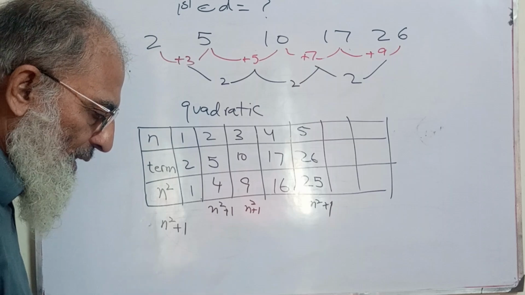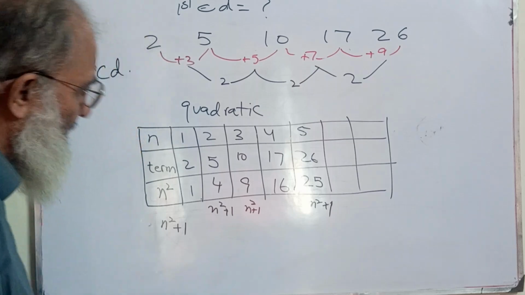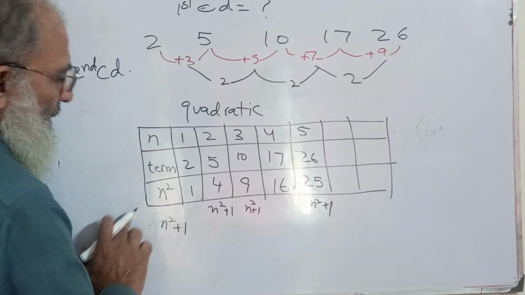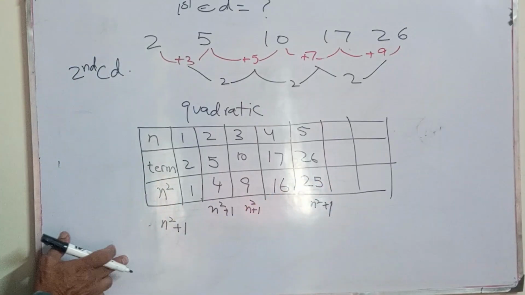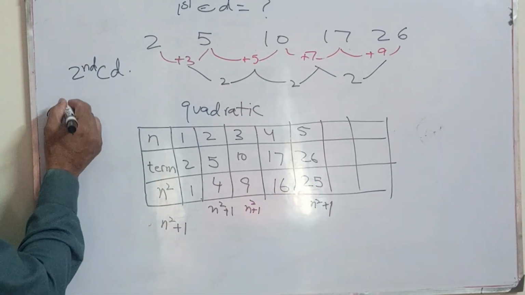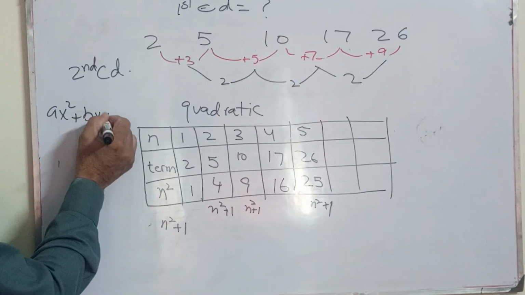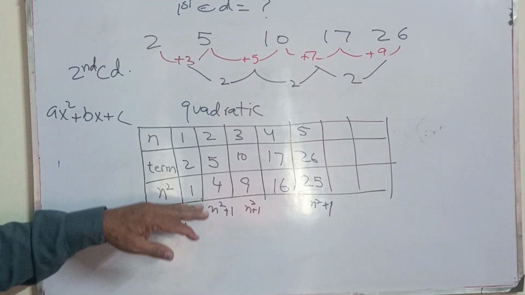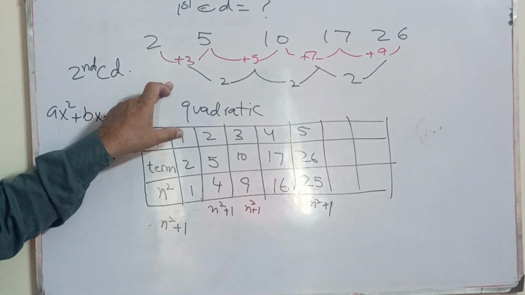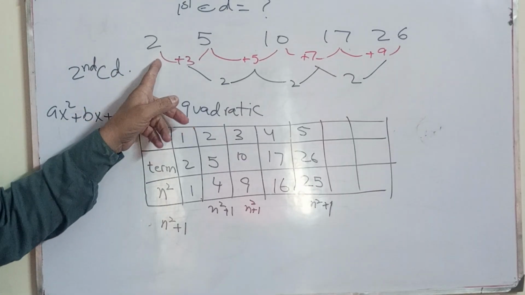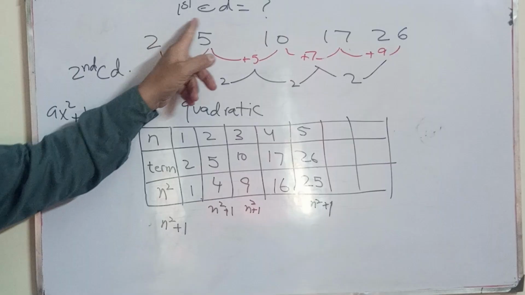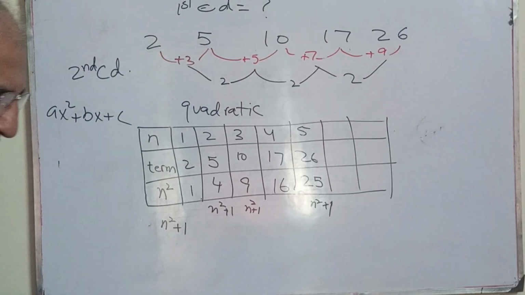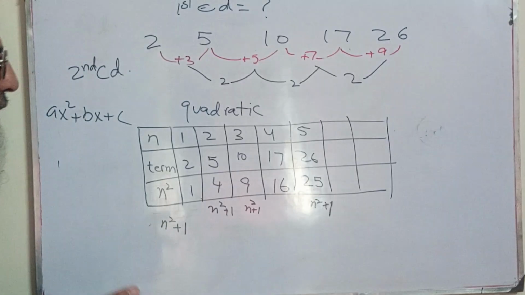This quadratic sequence has a constant second difference. I told you ax square plus bx plus c is the quadratic equation. So when a quadratic sequence appears, you will not find the first common difference. You will find the second common difference in between them. Now one point more.